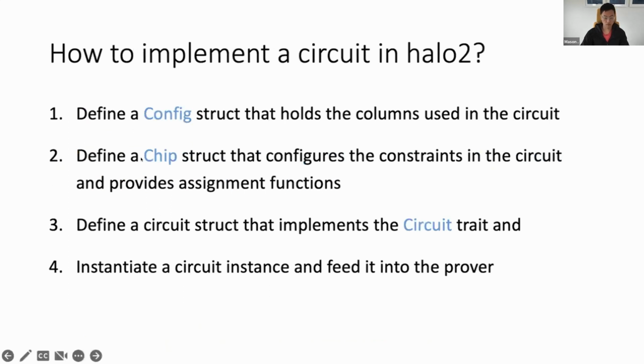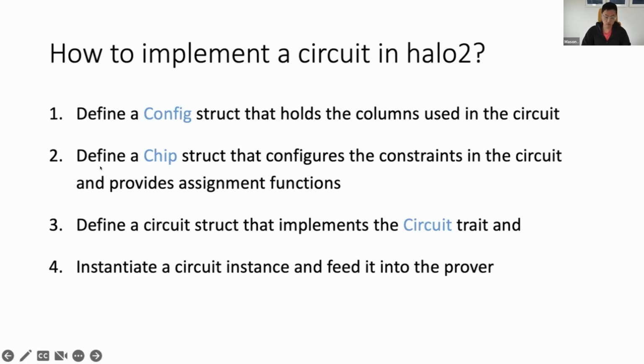Okay, so how to actually implement a circuit in Halo 2. First you have this struct, which is typically called the config, which just holds all the columns that the circuit uses, or say the gadget uses. Then you define a chip struct that configures constraints. So you call the constraint system's custom gate for each one of the custom gates that you want to add here.